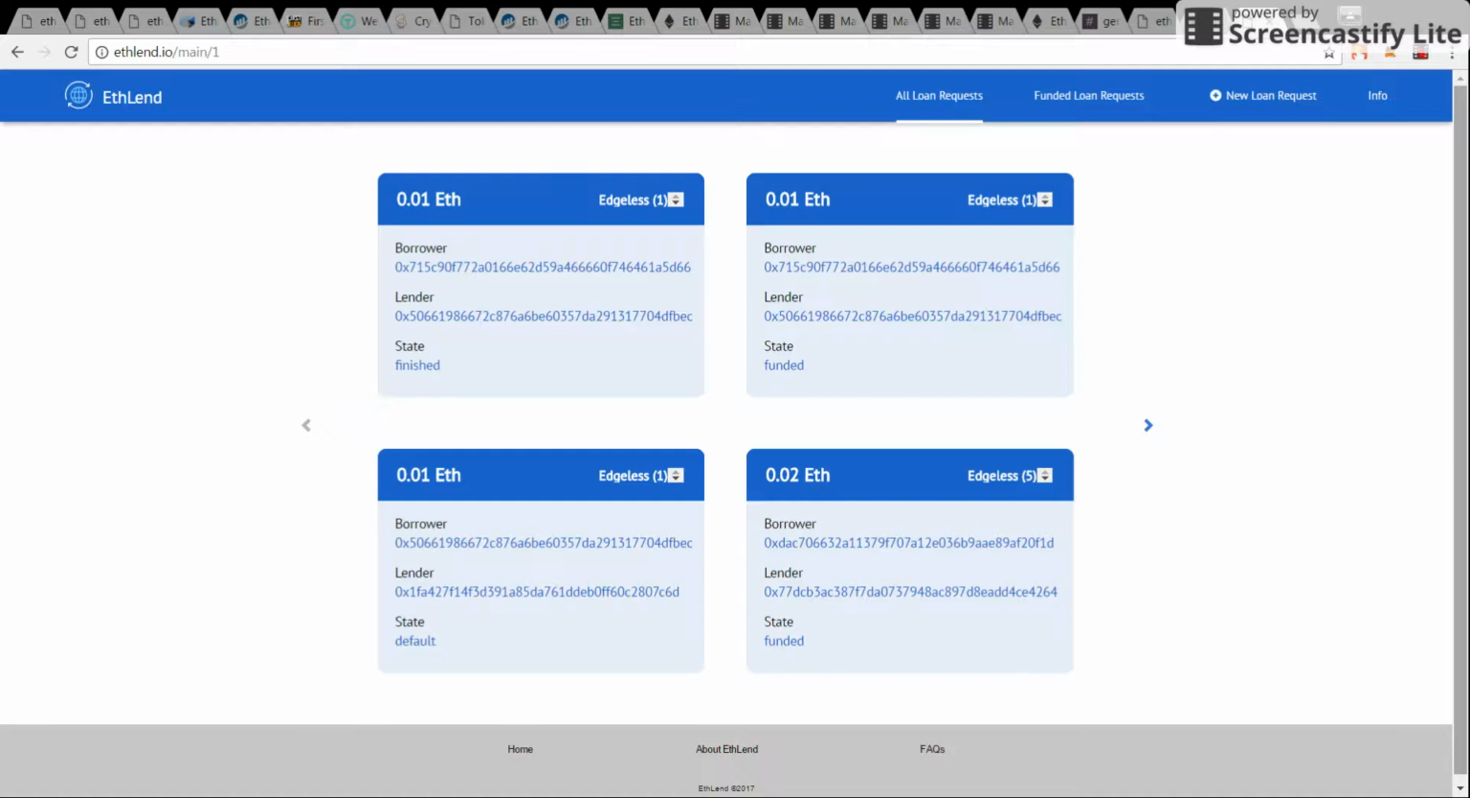Hey guys, my name is Tony from EthLend, and I will introduce you a bit of the EthLend decentralized application and what EthLend is all about.